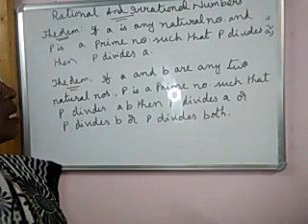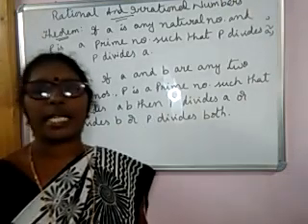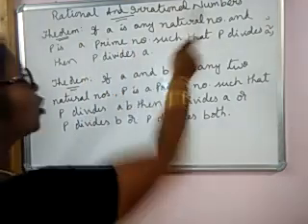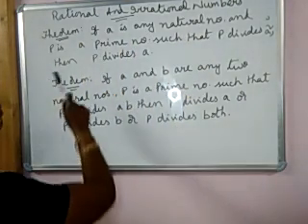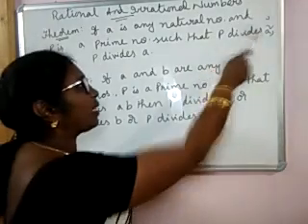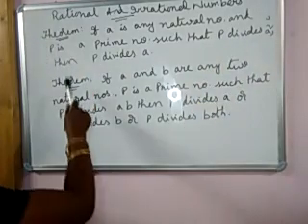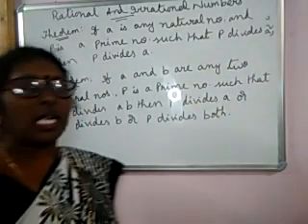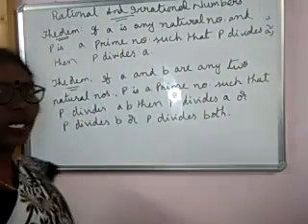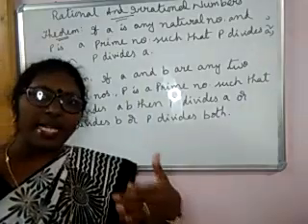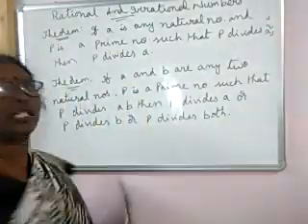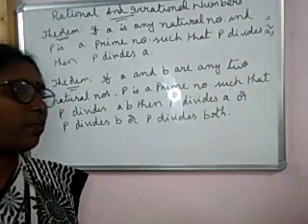There are some theorems related to rational and irrational numbers. Theorem 1: if A is any natural number and P is a prime number such that P divides A square, then P divides A. If P is a prime number and A is any natural number, and A square is divisible by P, then A is divisible by P. That is your theorem 1.